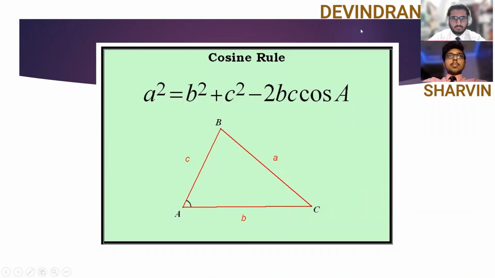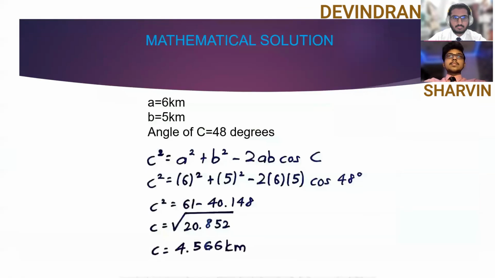To solve the question above, we are going to use the cosine rule. a squared equals b squared plus c squared minus 2bc cos A. a, b, c are the lengths of the triangle sides, and A is the angle. This is the mathematical solution to the question above.